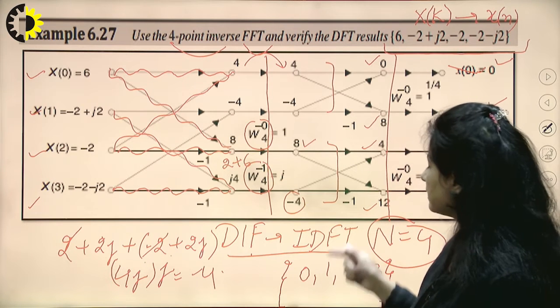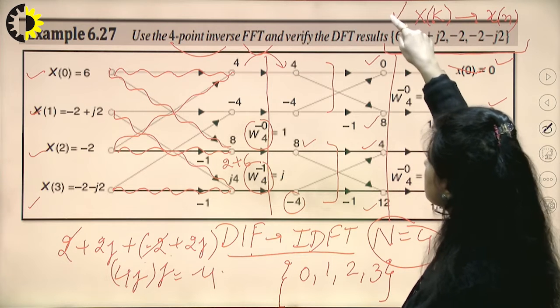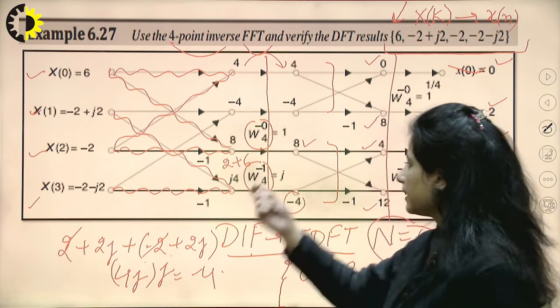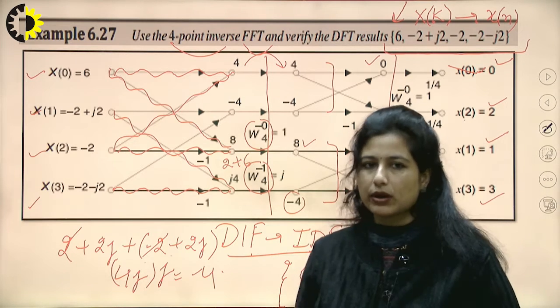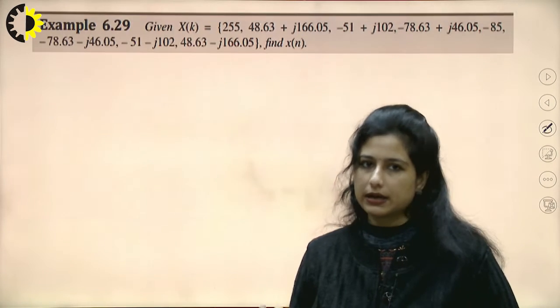I can take the FFT of this point. The output would be this. So this is a self-check algorithm in which we can decide whether this calculation is correct or not by drawing the graph again and calculating the FFT in the normal direction.